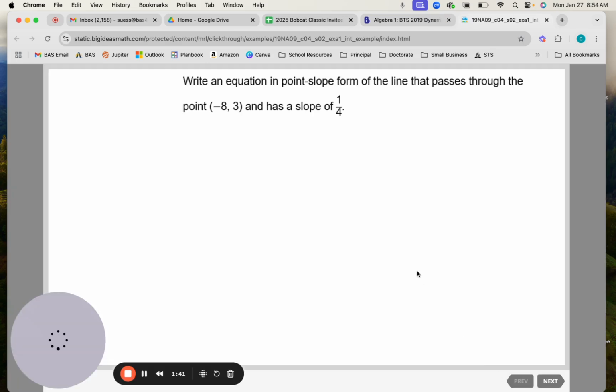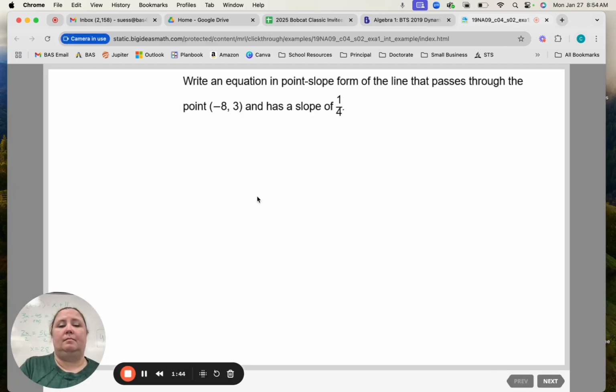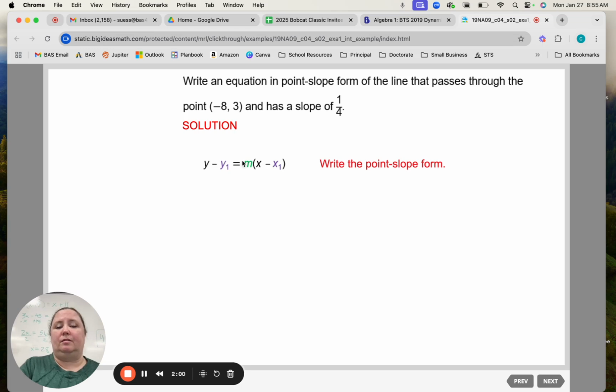So get your journals, example 1. So we're going to write an equation in point slope form of the line that passes through the point (-8, 3) and has a slope of 1/4. Very easy. This is literally just rewriting the equation. So using our equation, where do we plug in our 1/4? Where m is. And then where do we plug in the -8?